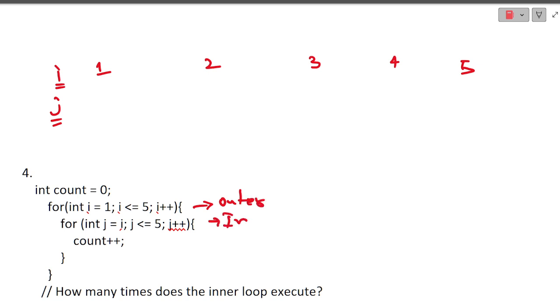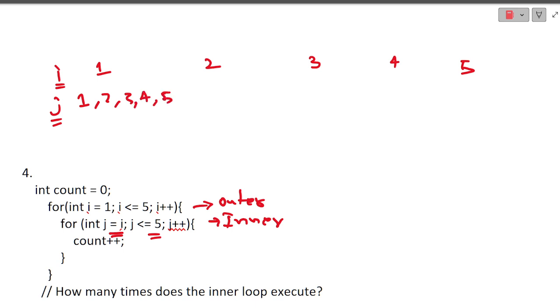So every time, as far as I can see, my inner loop will start from the outer loop value. See here, j is my inner loop, but it is depending on my outer loop. Every time it says that my inner loop will start from the value of i, and the value of i is 1 for the first time and it will reach till 5. It will start from 1 and reach till 5 for the first time. So it will be 1, 2, 3, 4 and 5.